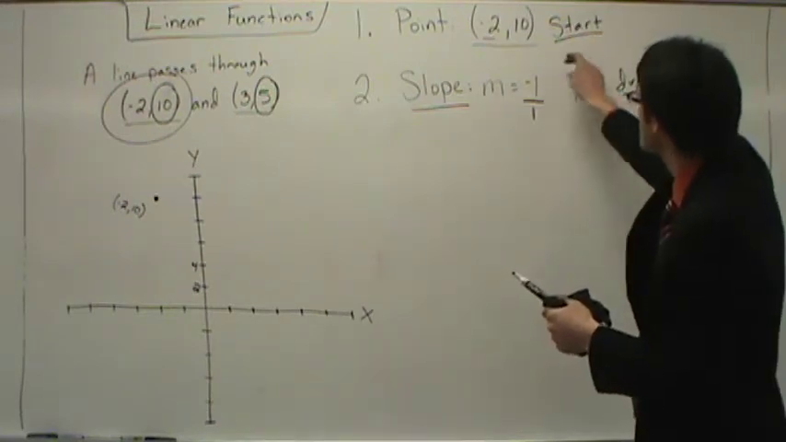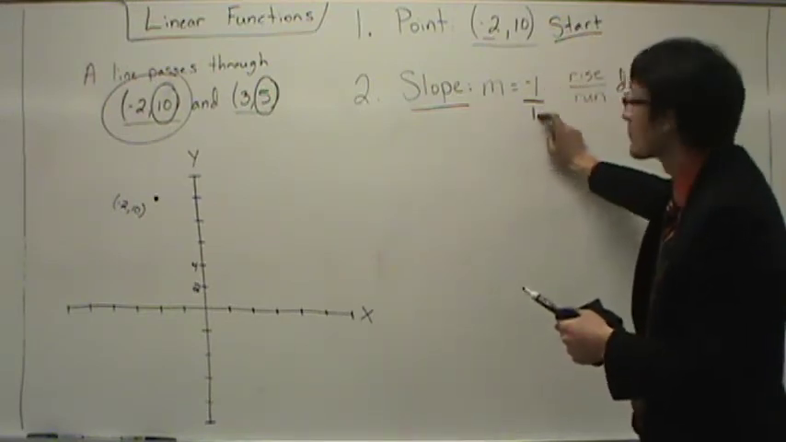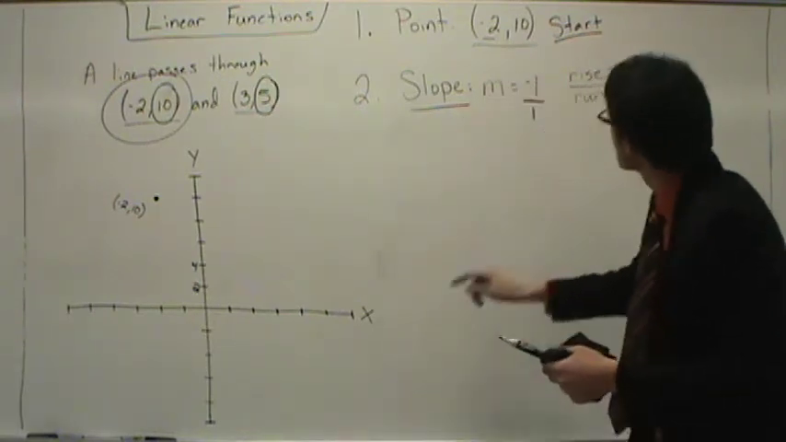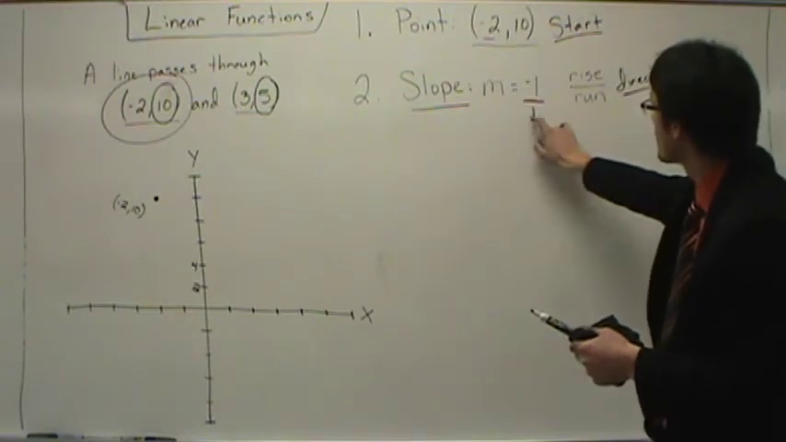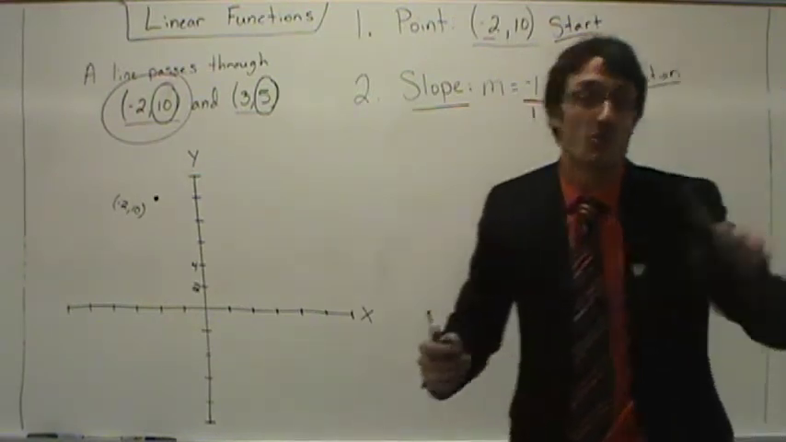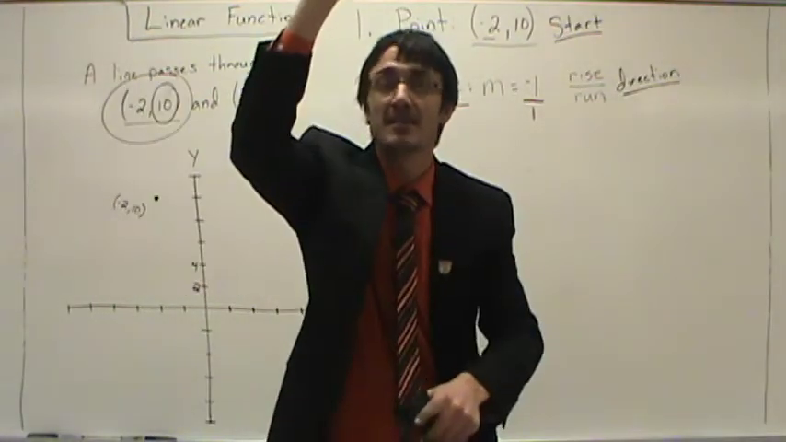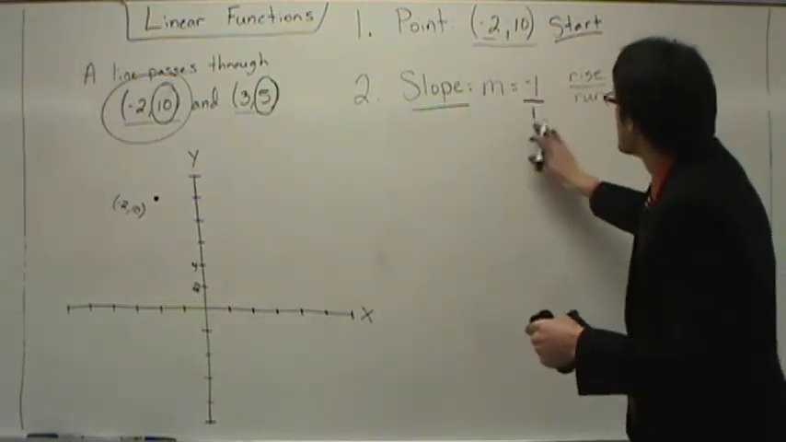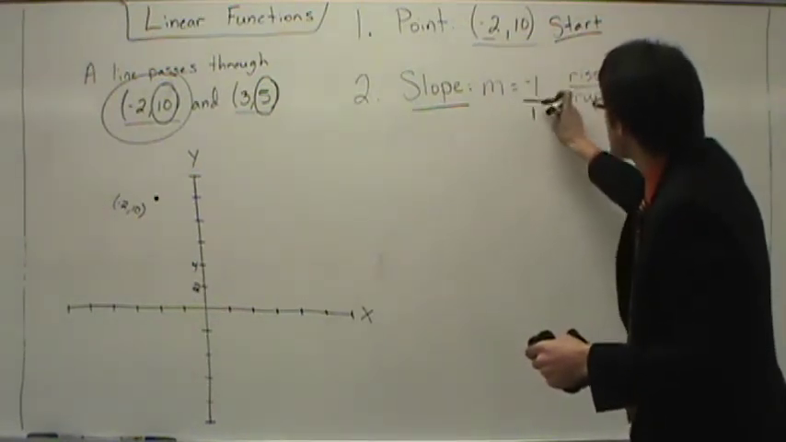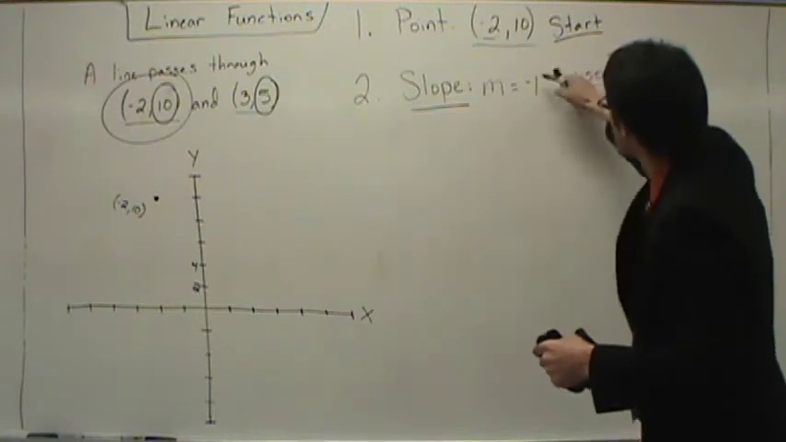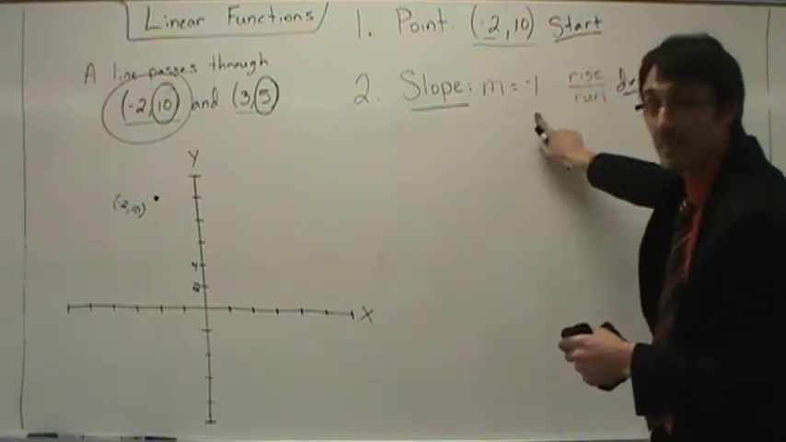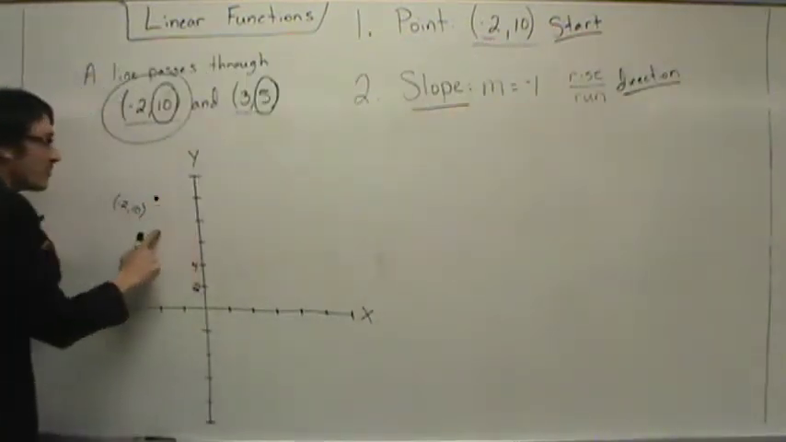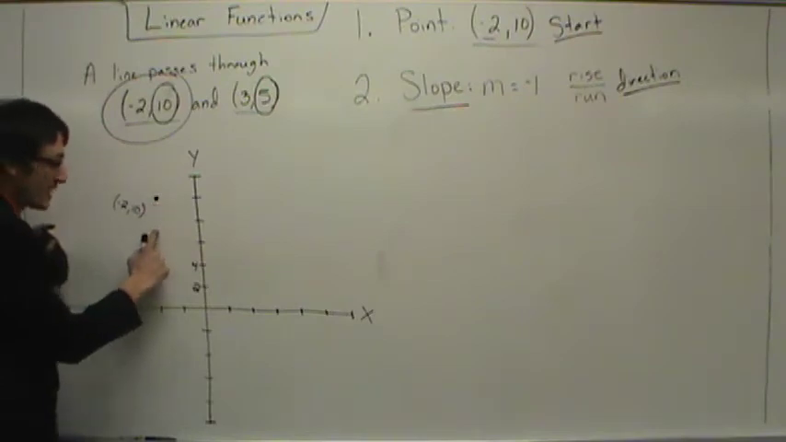The rise is what? Rise is negative 1, the run is positive 1. The rise means how far we go up and down, so we are going to go down 1. The run is how far we go left and right, so we are going to go right 1 unit. Remember that right is positive, left is negative, up is positive, down is negative. So down 1, right 1. Now, again, don't write this on your paper. I want you to be able to see that your denominator is 1, so you do this in your head. The rise is negative 1, and the run is positive 1, so we go down 1, right 1. Okay, so from the location of the point, we're going to go down 1, right 1. So you go down a full unit, right a full unit.